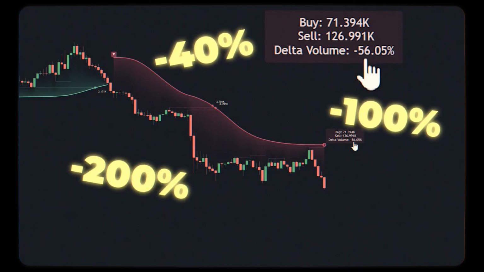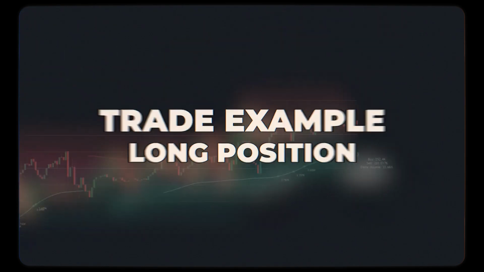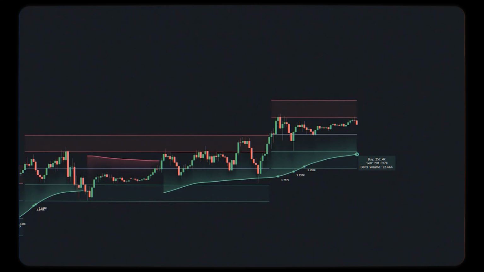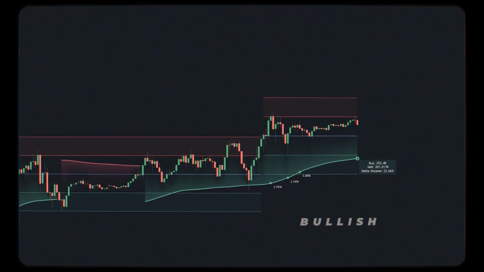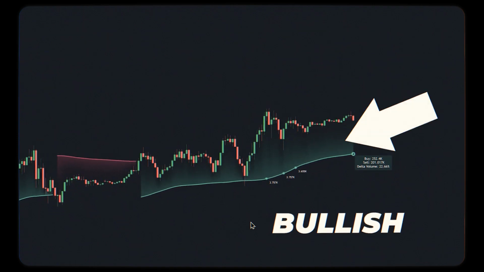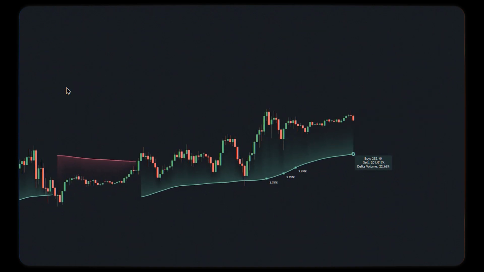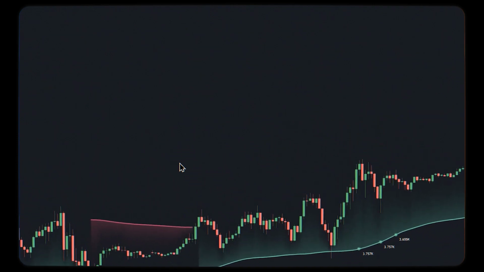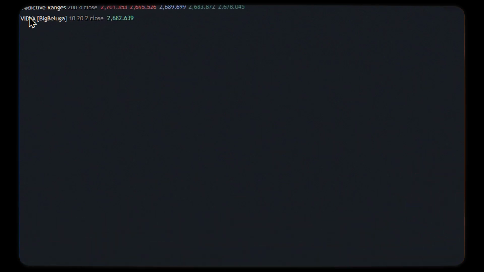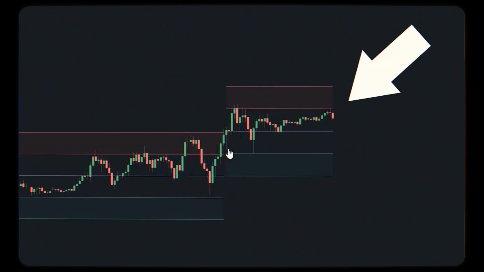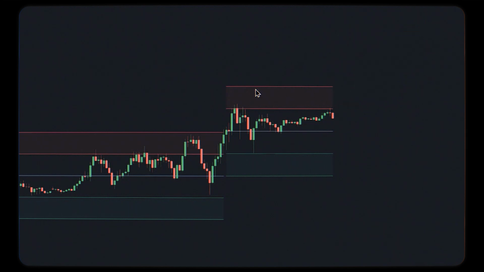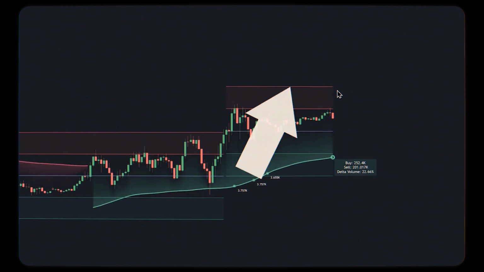So minus 30% is the minimum volume, but it can go to minus 40%, minus 100%, all the way to minus 200%. So here are the conditions for taking a long position. Condition number one, you want to ensure that the trend of the market is bullish. That is going to be indicated by having a green trend cloud from the VIDYA indicator. Once we have it, you want to locate the most recent predictive range, as indicated by the predictive ranges indicator. Right here, we can see that this is the most recent predictive range. Condition number three is we want to wait for the price to break and close above this resistance level.